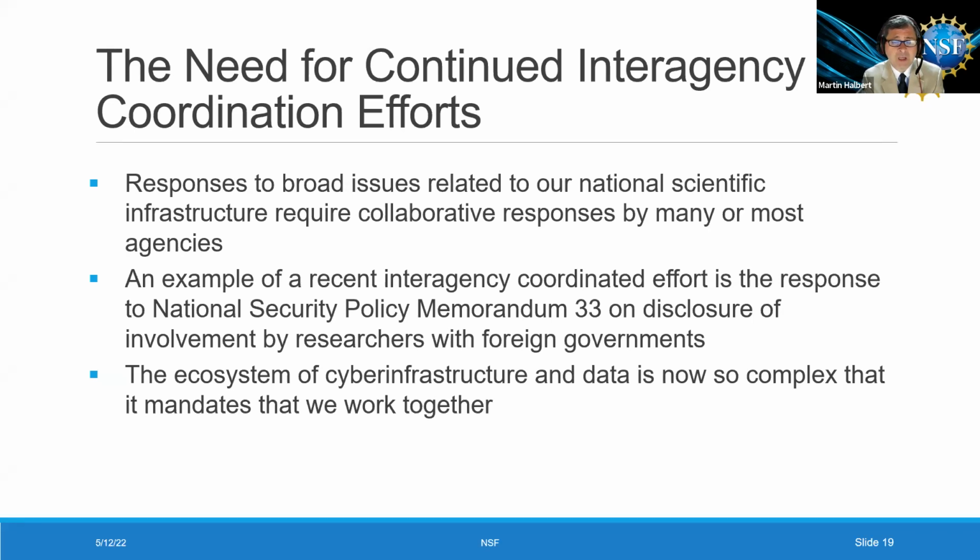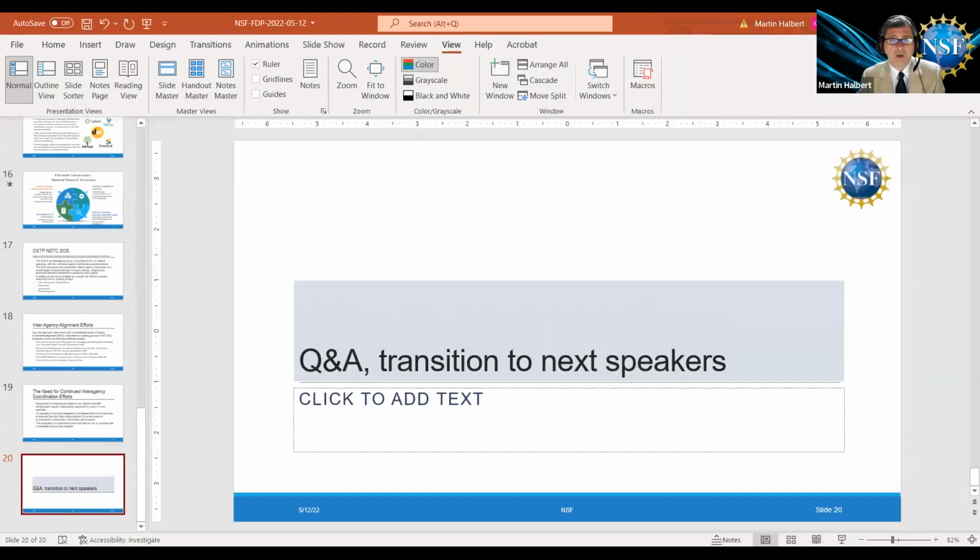And finally, a comment that the ecosystem of cyber infrastructure and data is now so complex and comprehensive that it mandates, I think, that we work together in closer and more coordinated ways. And I don't know, Melissa, if you want to do questions now or hold them to the end for all of us, but I will turn it over to you at this point.